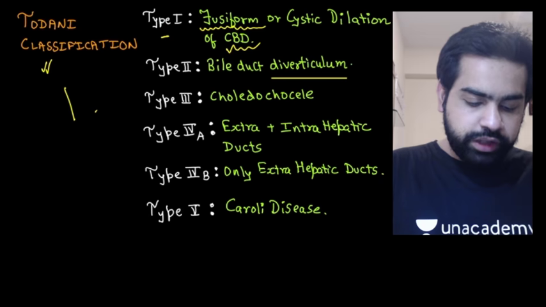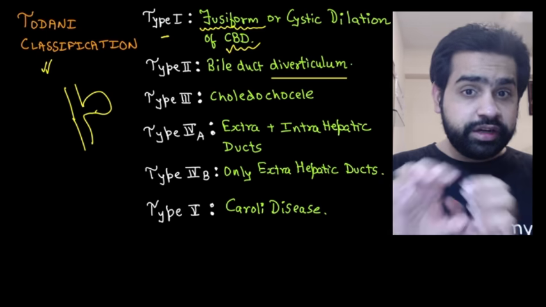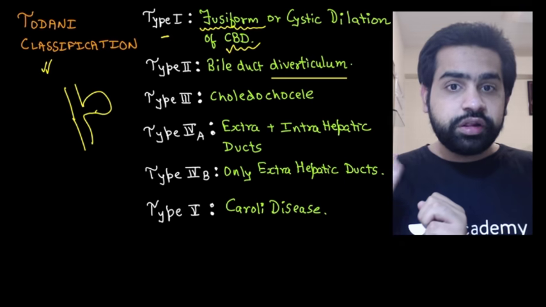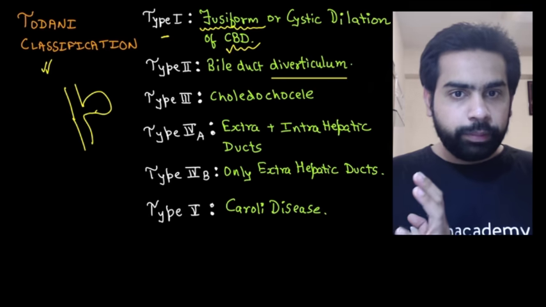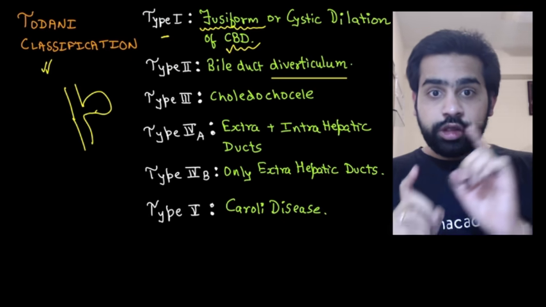So let's say a part of the common bile duct is getting dilated. So there is a diverticulum. This is also referred to as a saccular dilation. So saccular dilation or a diverticulum arising from a common bile duct, this is type 2. Okay, so I hope you understood it.